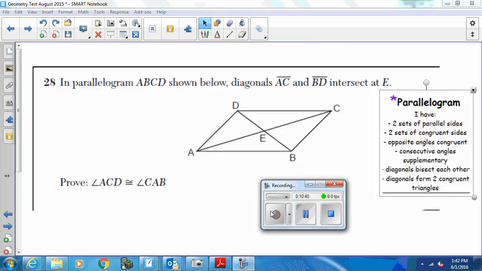Okay, looking at number 28. It says in parallelogram ABCD, shown below, diagonals AC and BD intersect at E. Prove that angle ACD is congruent to angle CAB.